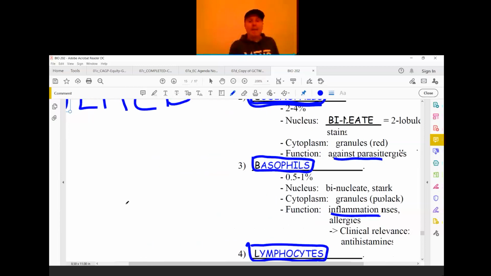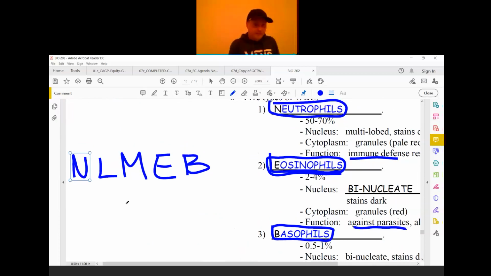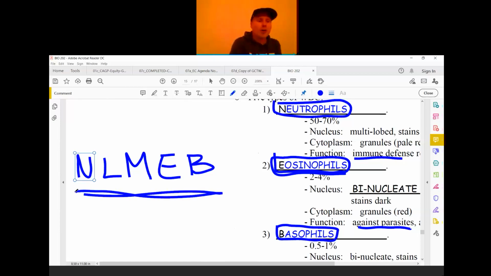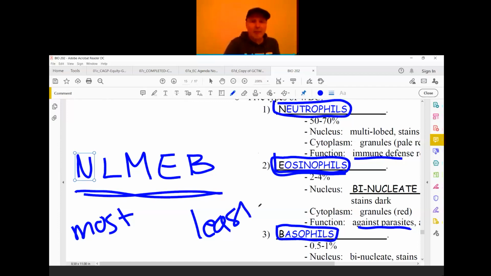So those were our 5 types of white blood cells that we needed to have. Our neutrophils, our lymphocytes, our monocytes, our eosinophils, and our basophils. You'll notice that I listed them in order of most common to least common.